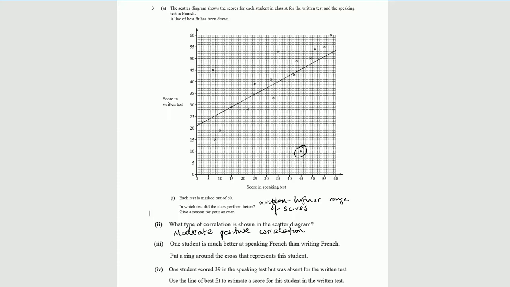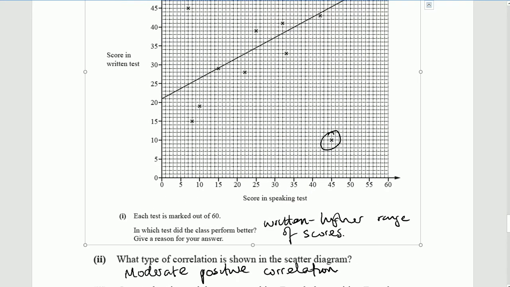One student scored 39 in the speaking test, but was absent for the written test. We want to estimate what score he might have got. So, in order to do this, we're going to use the line of best fit. We're going to look for 39 down here in the speaking test, go up to our line of best fit, and see what score that would point to in the written test. This is an estimate because we don't actually have that information, but that's the point of having a line of best fit, is to be able to make estimates and predictions.